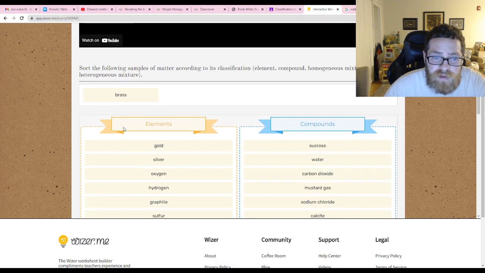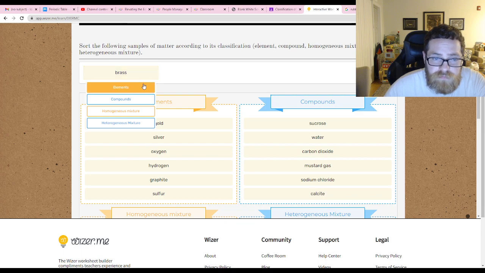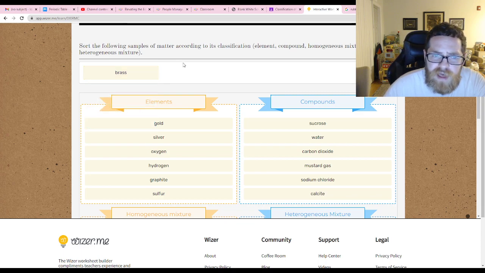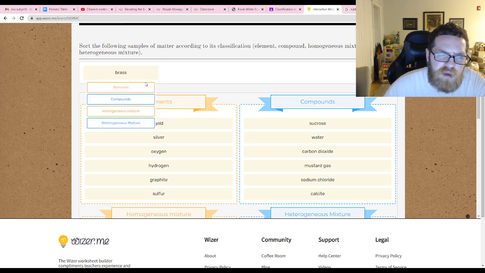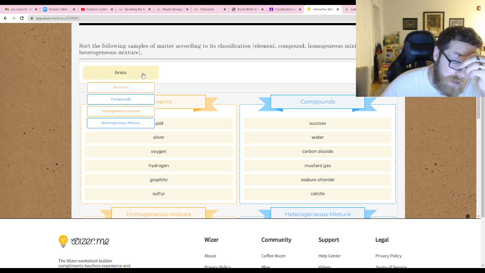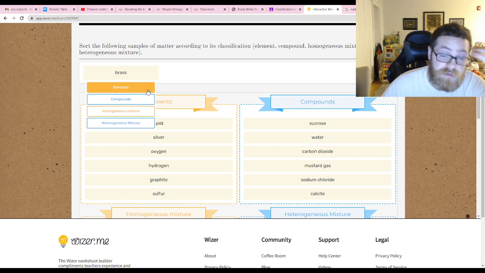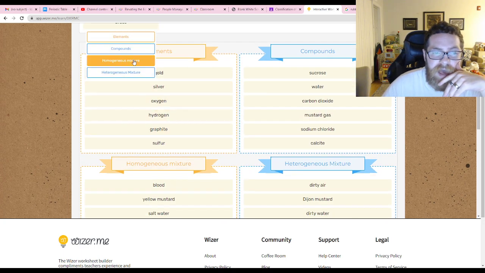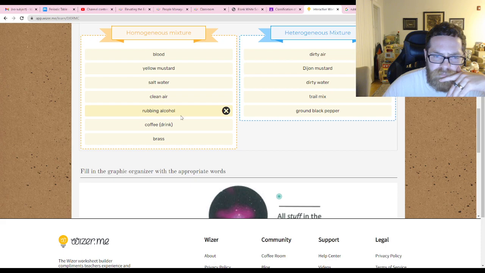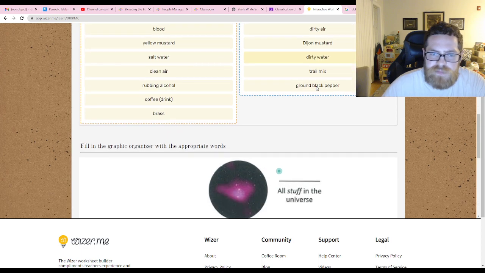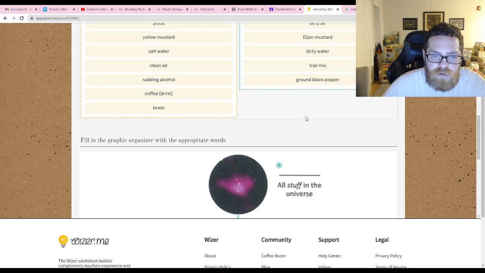All right, well, brass is going to be a compound. It's two or more elements together, but you can also really make the argument that, in some alloys, I'm trying to remember, brass should be a homogeneous mixture. Some alloys are compounds, and some are homogeneous mixtures. And it really depends on how exactly it is created.